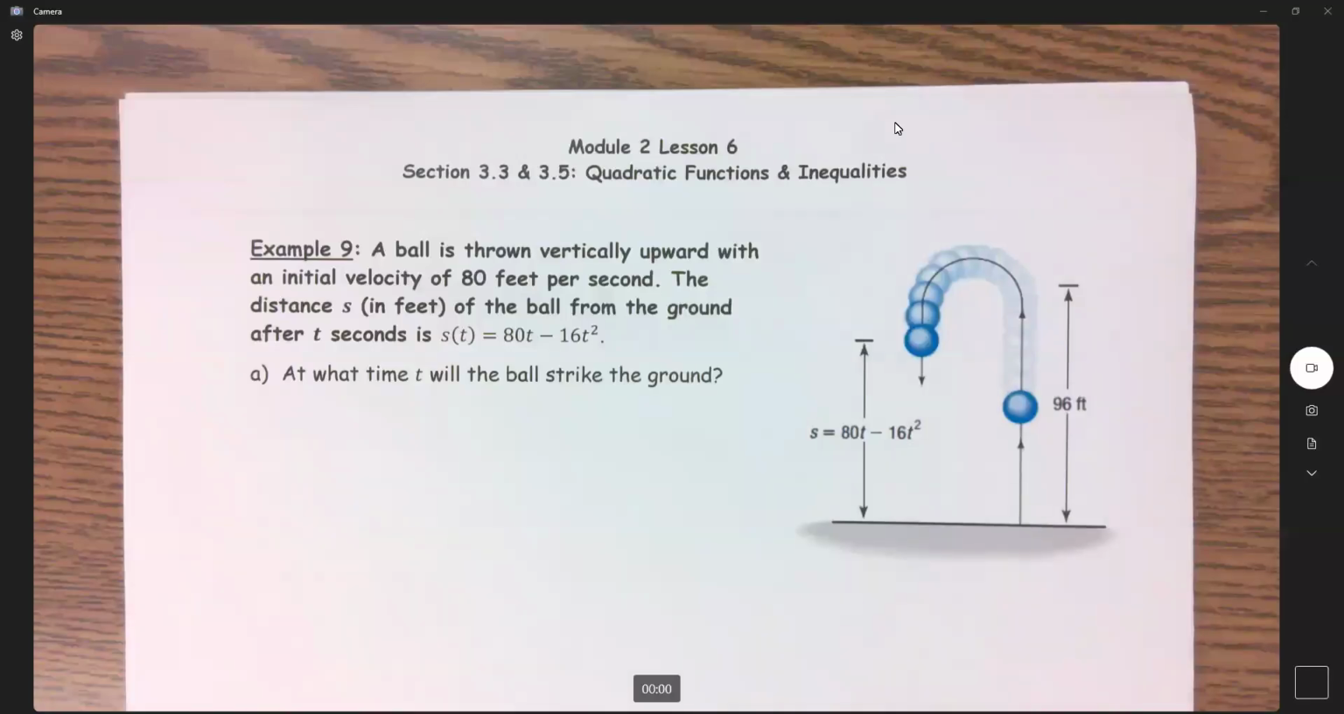Okay, I know this is a longer lesson than most, but here's our last example. We have an application problem that actually has a quadratic equation and a quadratic inequality.